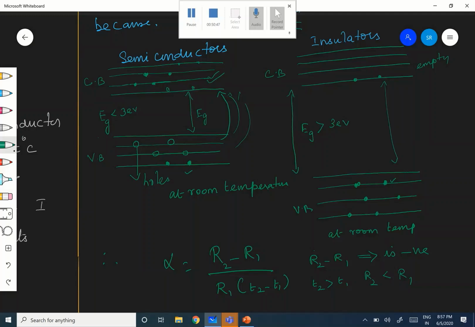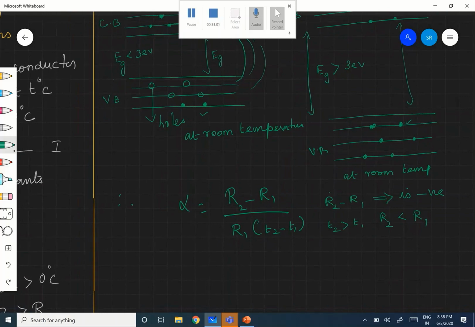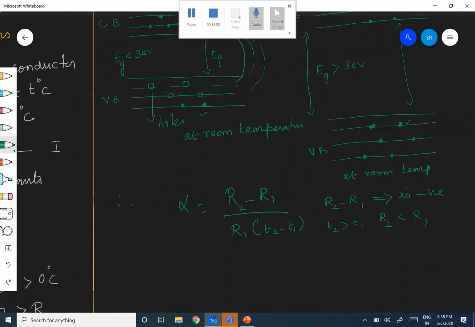So the temperature coefficient of resistance for insulators and semiconductors is negative, whereas for metals the temperature coefficient of resistance is positive. Everything about semiconductors and insulators we will see afterwards in detail in other chapters. I have given this just to understand why alpha is negative. That is why I explained it here. Now, next, a very important one is alloys.